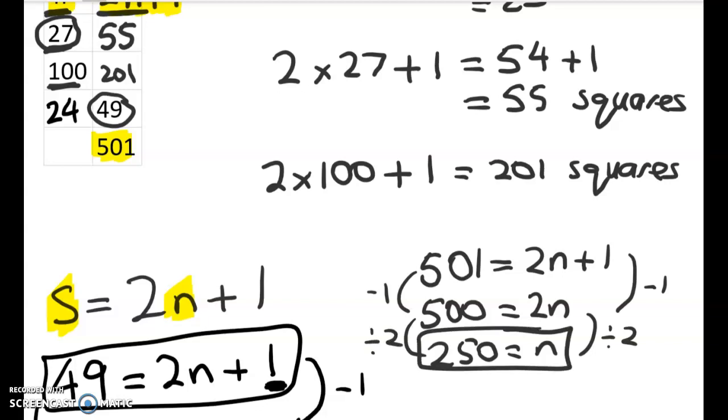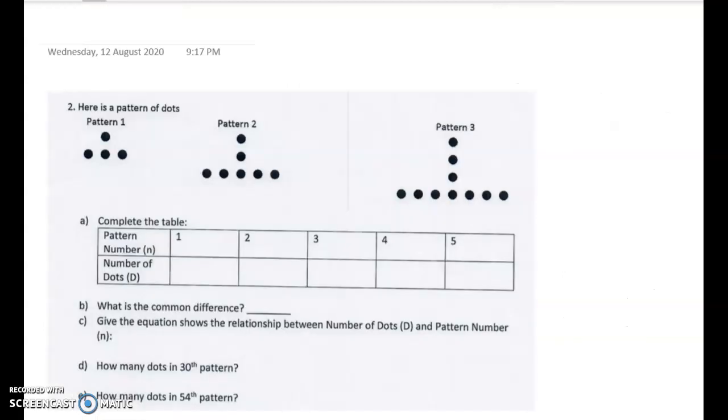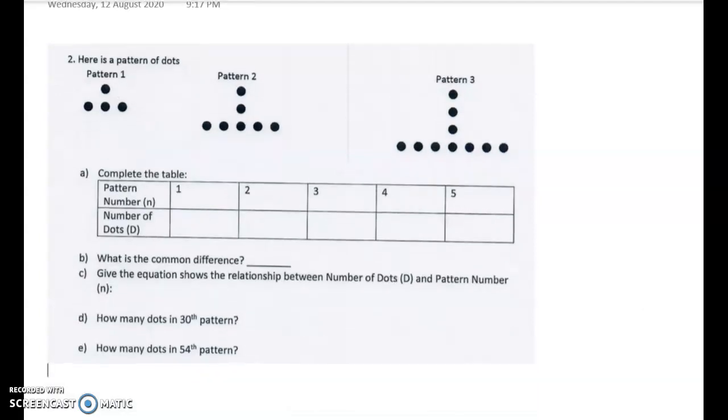Okay, so that's the first question done. I'm going to do a few more, but I'm going to go more quickly. So I'd like you to make sure that you've tried these with the video, so use the worksheet on Google Classroom and draw these patterns out in your book. I'm going to do the table down below, but let's look at the pattern first.